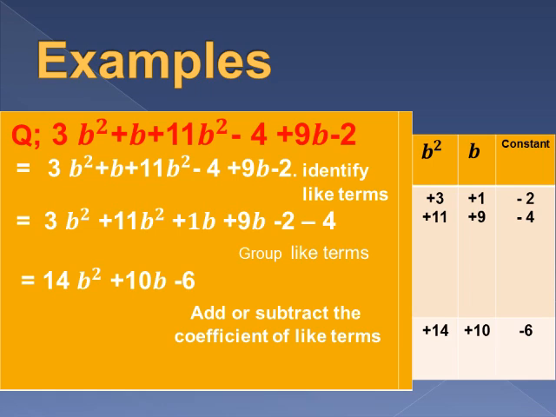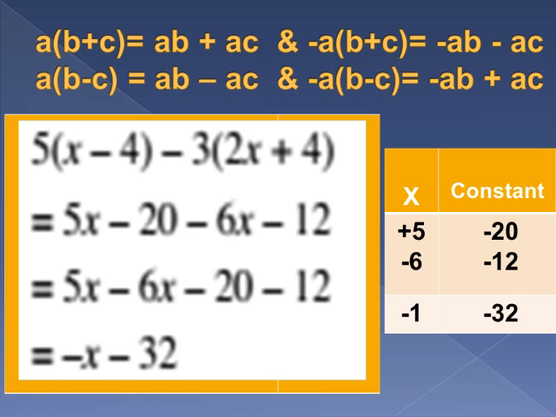On this side we will add like integers. Coefficients of b squares are plus 3 and plus 11, so it will become 14. Coefficients of b are plus 1 and plus 9, which is equal to 10. Now constants are minus 2 and minus 4, which is equal to minus 6. Now here some rules of multiplication are given, and here four properties are given.